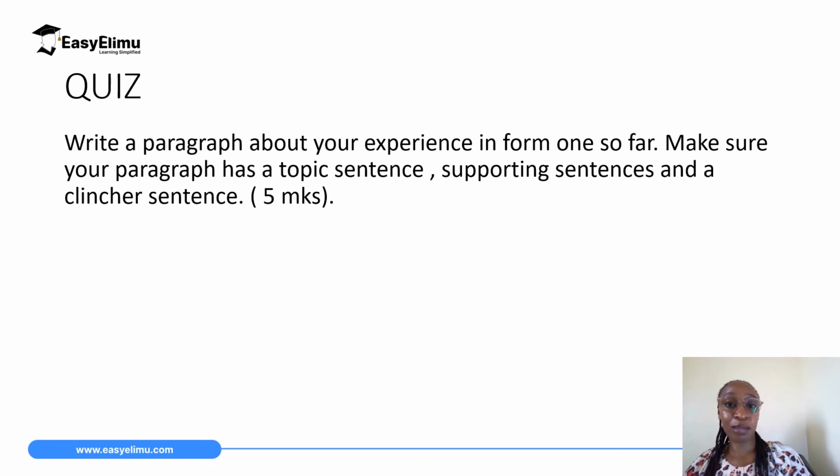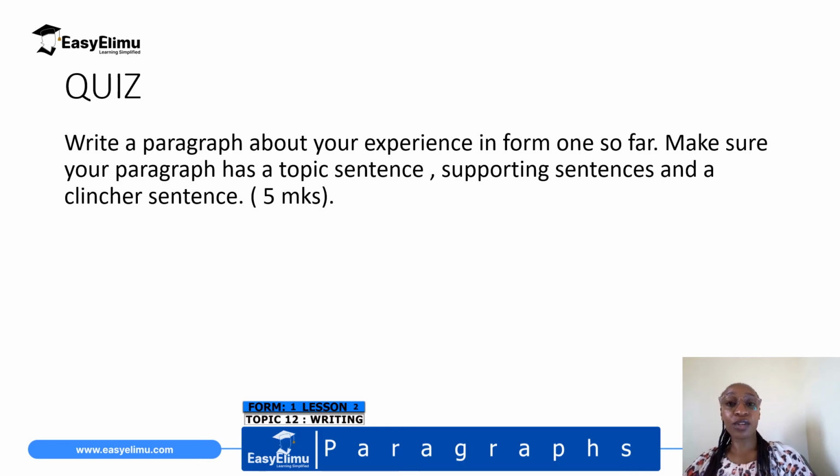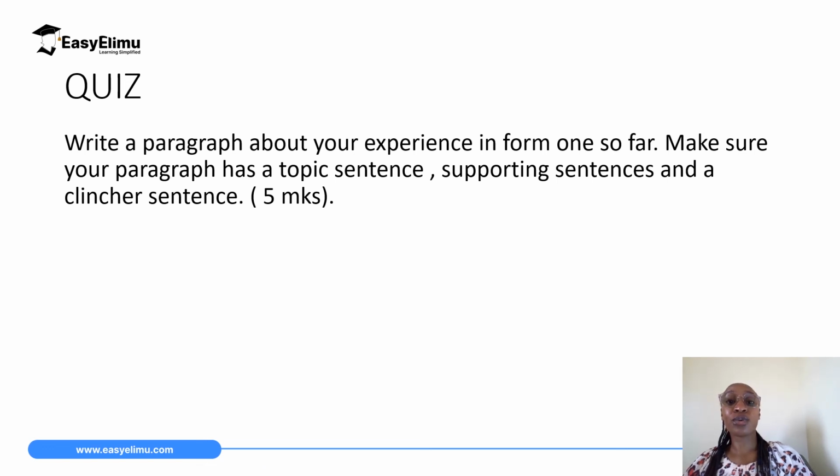Before you start writing the paragraph, you can first write down the points, important experiences that you have had. And then when you've written them down, you can now come up with a topic sentence. How do you want to introduce your paragraph? And then again with the points, now start writing the supporting sentences, and finally write the clincher sentence. Remember to punctuate your paragraph well. Remember to use conjunctions or transitions where you need to use them, so that your paragraph makes grammatical sense.